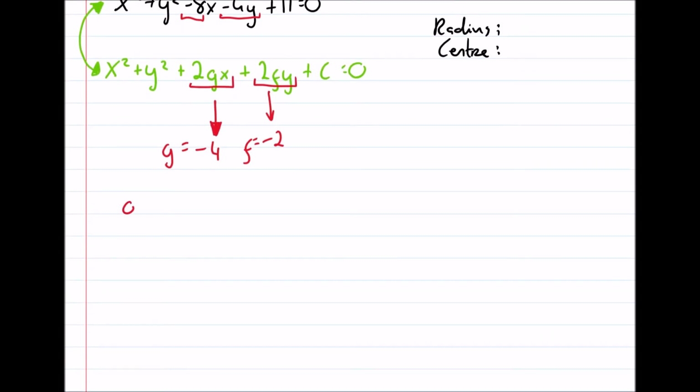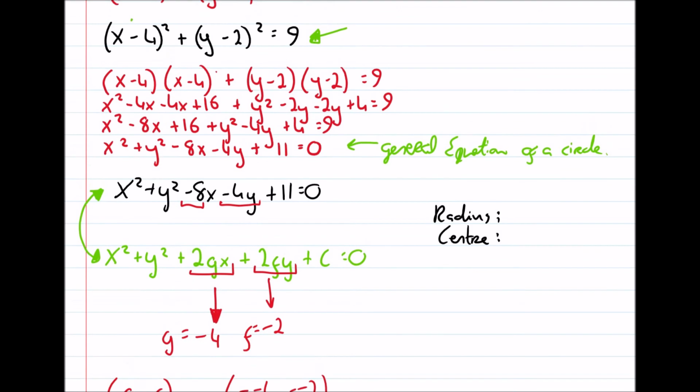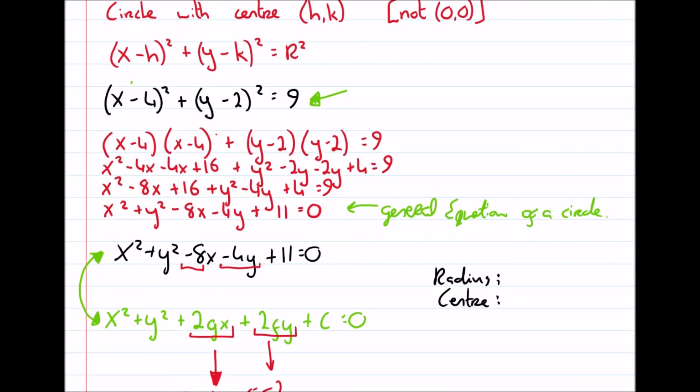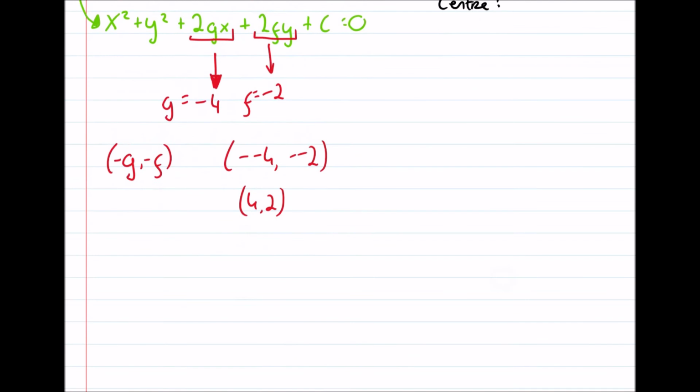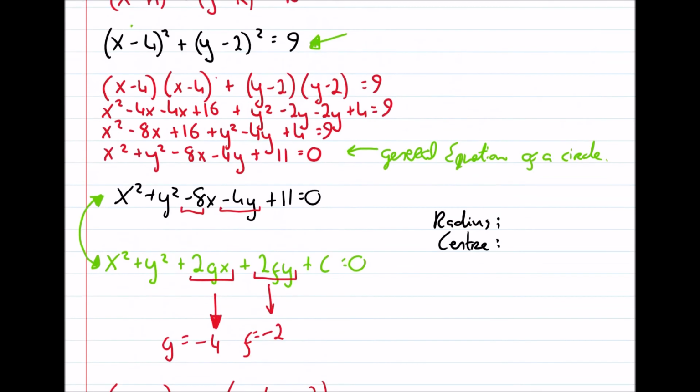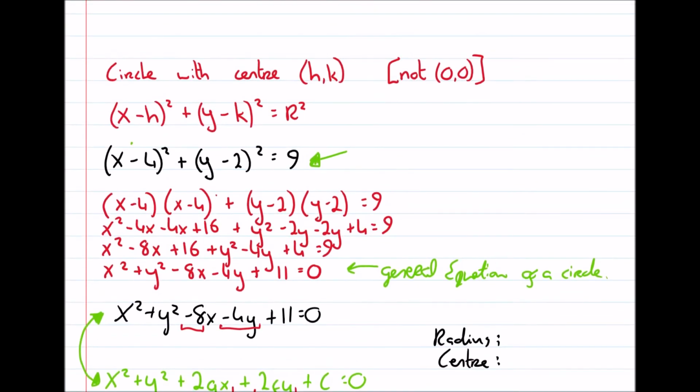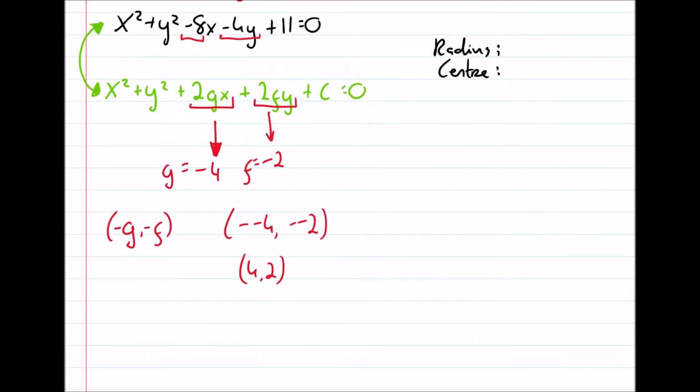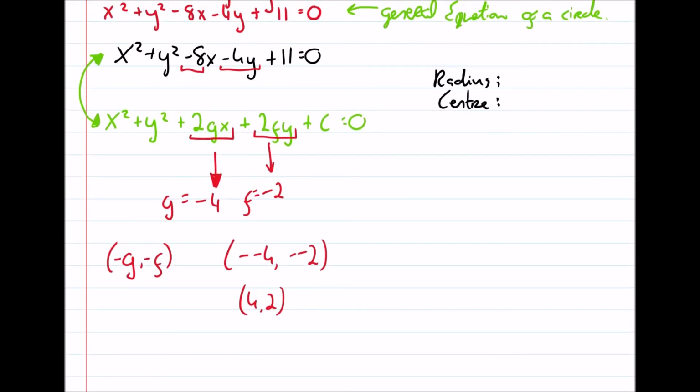You will see in the logbook that the centre of the circle is minus g, minus f. Therefore, the centre of the circle is, in this case, minus minus 4 and minus minus 2, which will give us 4 and 2. And we know from previous up here that the centre of the circle is actually 4 and 2. I suppose that's the theory behind it. This is a simple way. This is what I do.